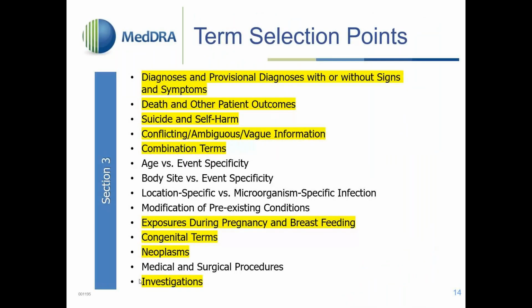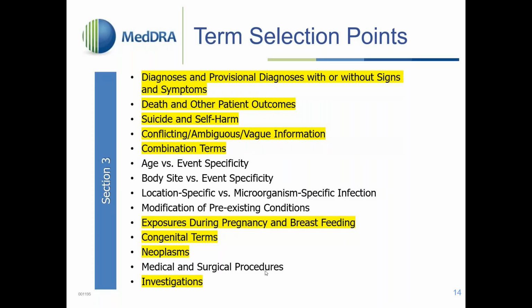The Coding Basics webinar I've mentioned before focuses on the basic principles for term selection that are outlined in the first part of the PTC document. Today we will focus on specific coding topics, more advanced ones, that are addressed in the second part of the PTC document. And you see the list of these topics here, like diagnosis and provisional diagnosis with or without signs and symptoms, combination terms, age versus event specificity, so what to prioritize in such instances, or body site versus event specificity, modification of pre-existing conditions, medical surgical procedures, etc., etc.